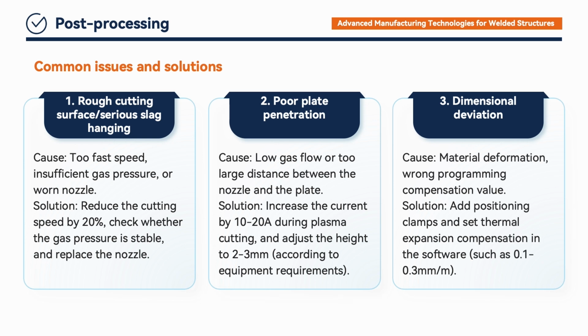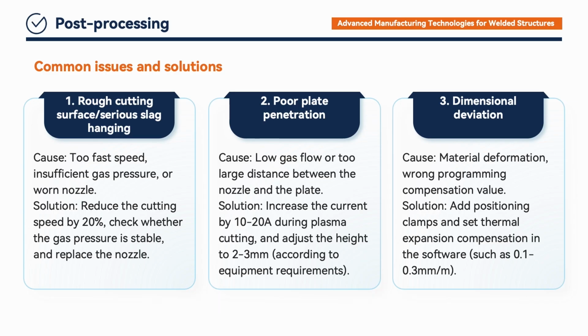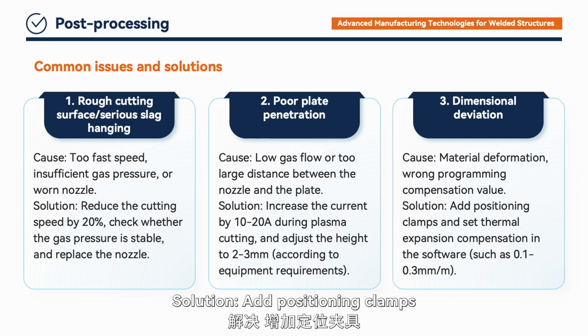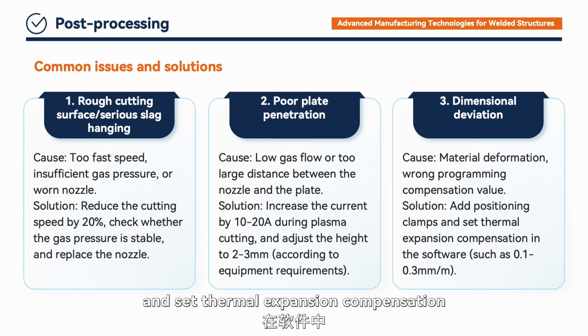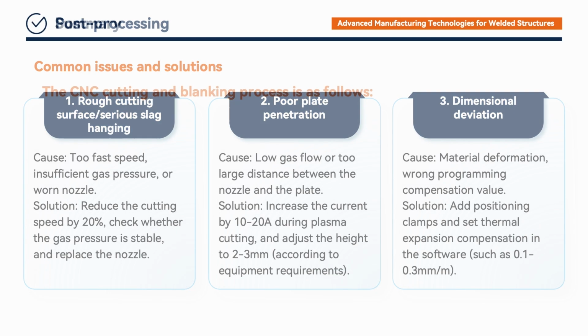3. Dimensional deviation. Cause: material deformation, wrong programming compensation value. Solution: add positioning clamps and set thermal expansion compensation in the software, such as 0.1 to 0.3 millimeters per meter.